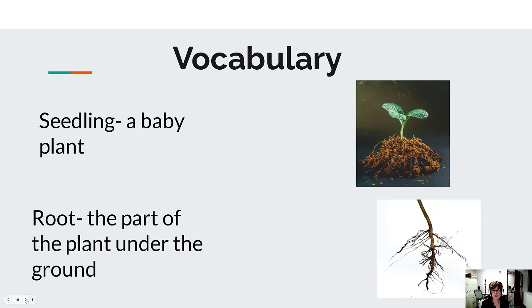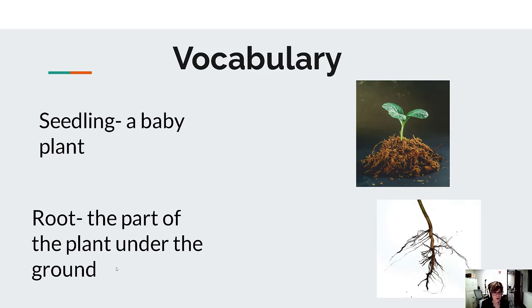Two vocabulary words that are going to be important to our lesson today are seedling and root. A seedling is just a baby plant, and you'll see the picture on the right-hand side shows the beginning of a plant once it has sprouted. So that means once it's hit above the dirt. So a seedling is a baby plant.